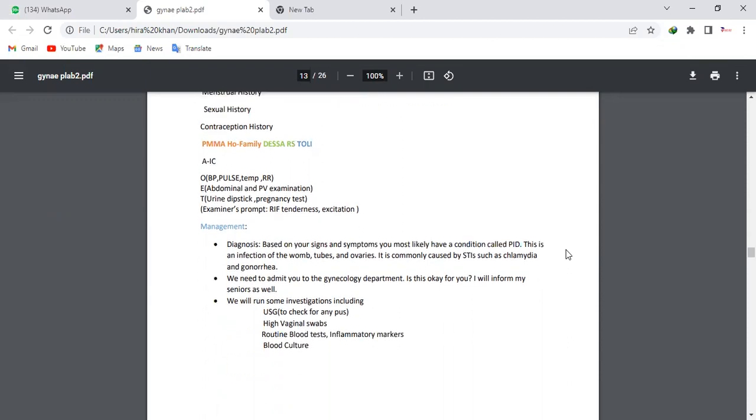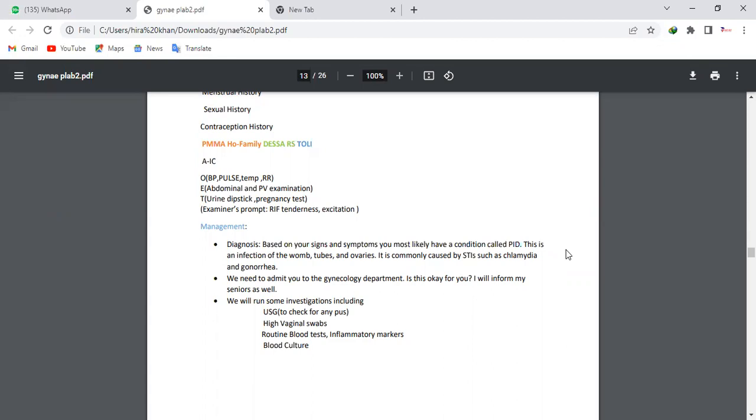Then you have to explain it in a proper way. Well, Saira, you are having these symptoms, and on examination I have found that there is tenderness on your right iliac fossa, or in your lower abdomen. Based on this, I believe that you are having an infection of the womb, tubes, and ovaries, which we call in medical terms pelvic inflammatory disease. Do you know about that? All right. And then explain it.